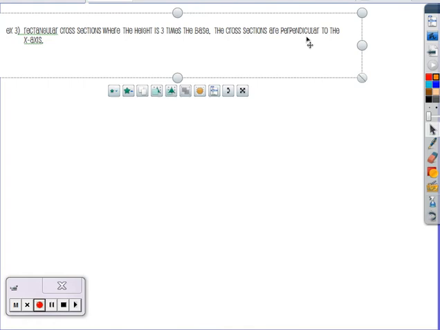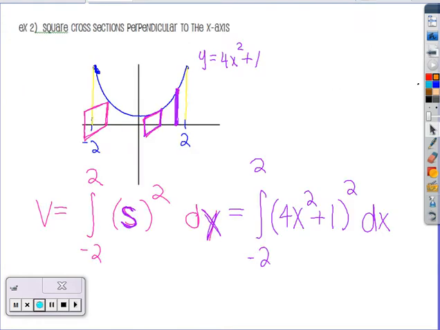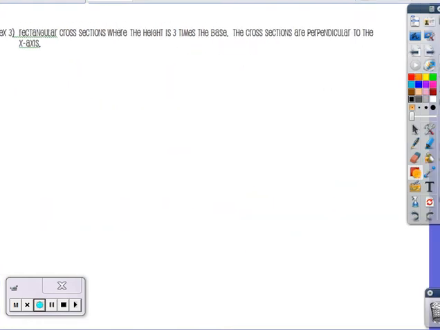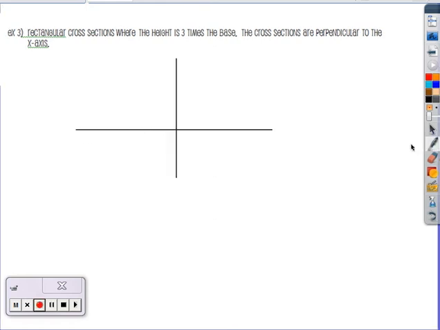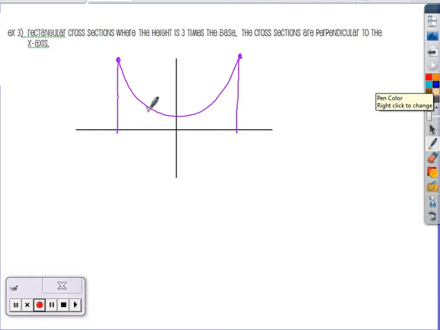Rectangles. So we're still using the same function, okay? All right, and there we go. So I know I'm going to stop here and here, that's negative 2 to 2. And now I want rectangular cross sections where the height is 3 times the base. Well, the base is sitting inside of the shape. The height of the rectangle is going to be 3 times the base. So this is the base, this is 3 times b.